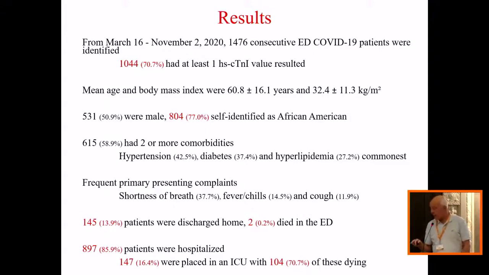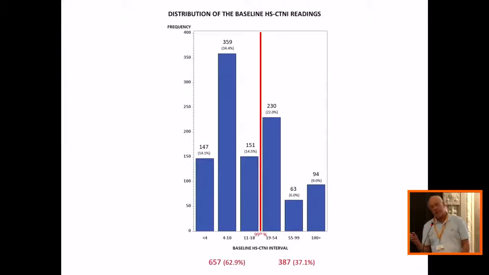Of the 900 patients that were hospitalized, 147 were placed in the ICU, and actually 71% of those died in the ICU. So this gives you the distribution of the high sensitivity cardiac troponin that I was talking about. These are the different areas that we measured. You can see that there were a number that were less than 4, which is the LOQ for the Beckman analysis. Then there were 359 in the lower indeterminate range, and 151 in the higher indeterminate range. And then we looked at 3 other values.